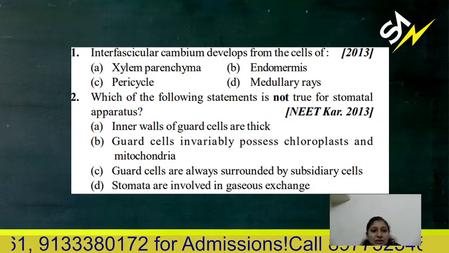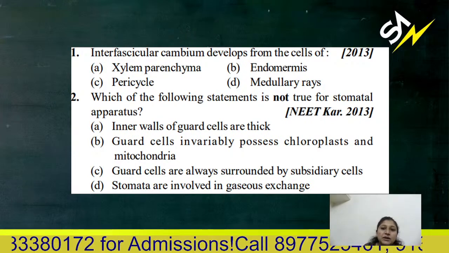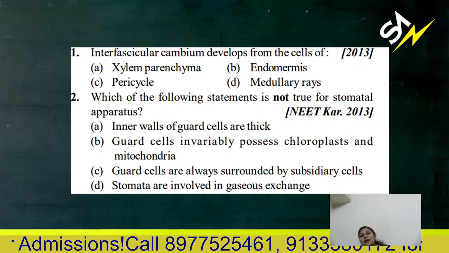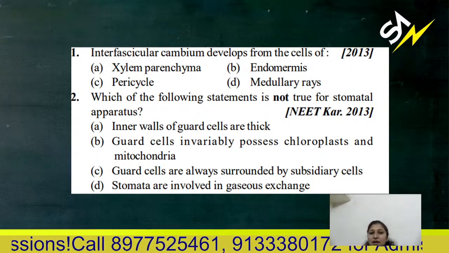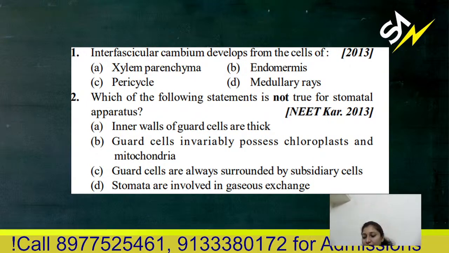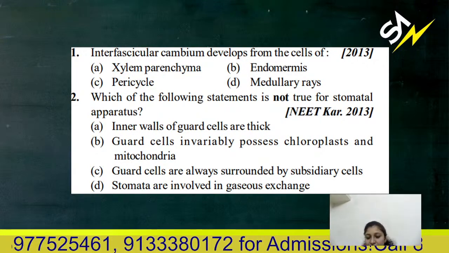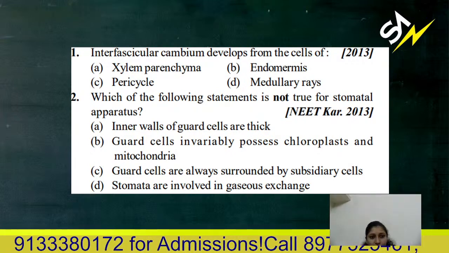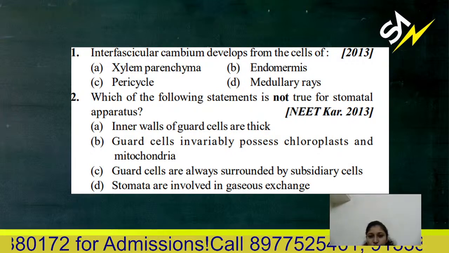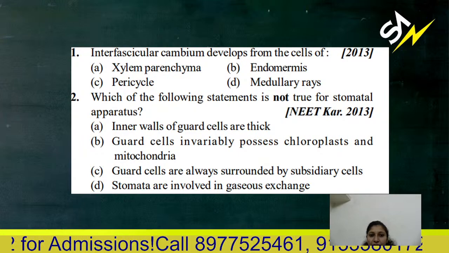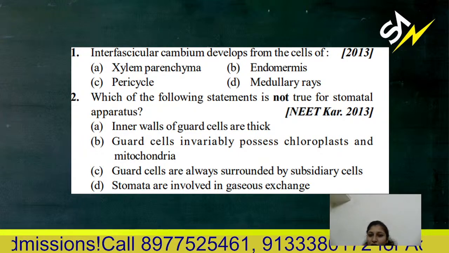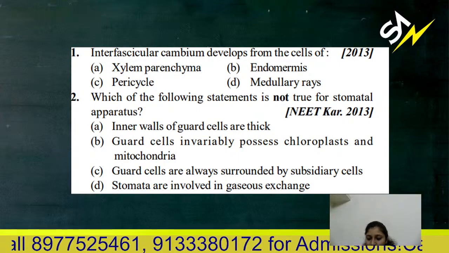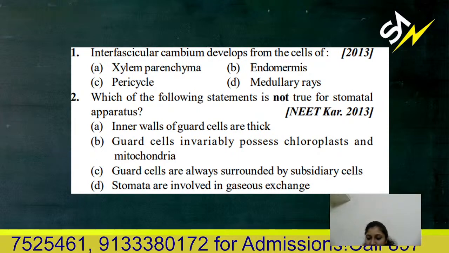So the first question is: interfascicular cambium develops from the cells of what? Interfascicular cambium means the cambium present between two vascular bundles. So this interfascicular cambium is developed from which region? Xylem parenchyma, endodermis, pericycle, or medullary rays? Come on, I'm waiting for your answers, all of you.